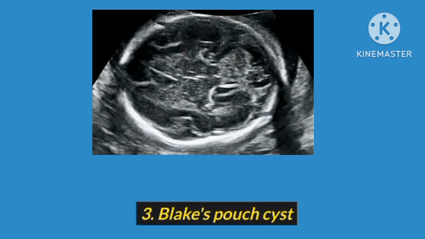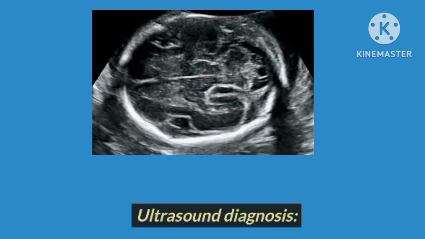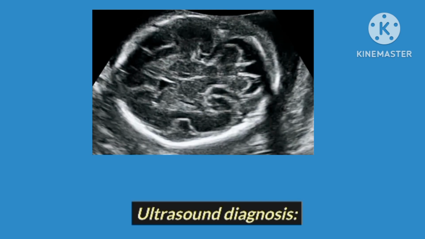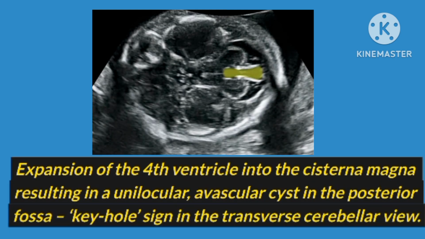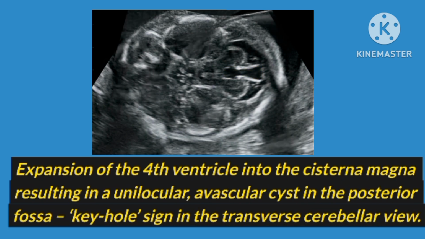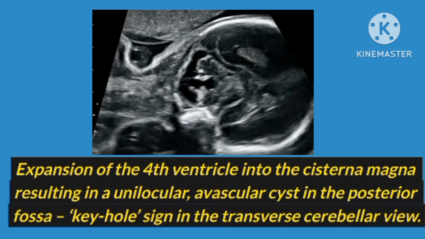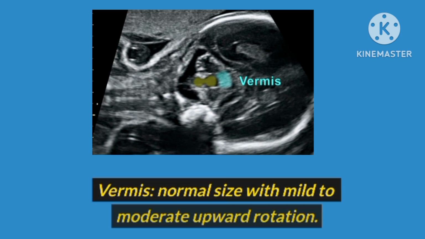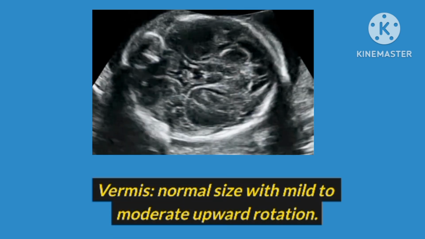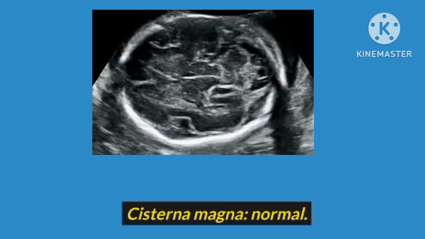Number 3. Blake's pouch cyst. Ultrasound diagnosis. Expansion of the fourth ventricle into the cisterna magna, resulting in a unilocular avascular cyst in the posterior fossa. Keyhole sign in the transverse cerebellar view. Vermis: normal size with mild to moderate upward rotation. Cisterna magna: normal.